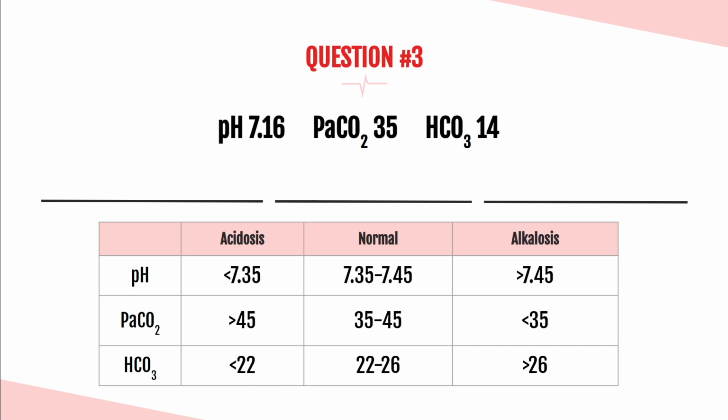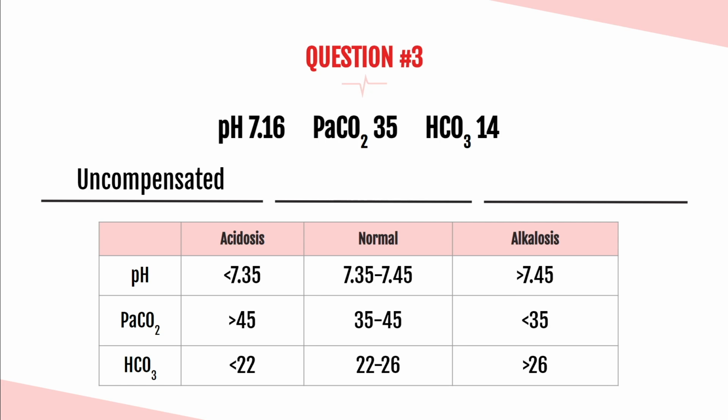So where are we starting? We are starting with the pH. Is it normal or is it abnormal? That is going to give us our first name. A pH of 7.16. Is it normal? No, 7.16 is not normal. So our first name is going to be uncompensated because it's abnormal.